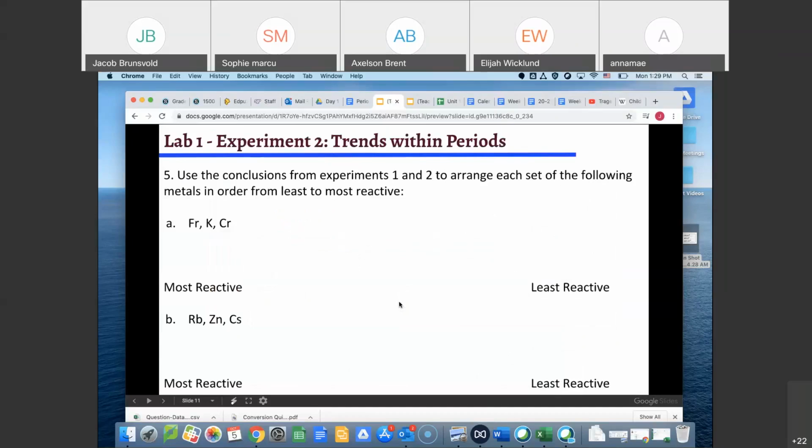So rubidium, zinc, and cesium. Go ahead and rank them.